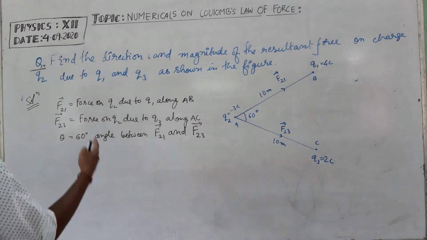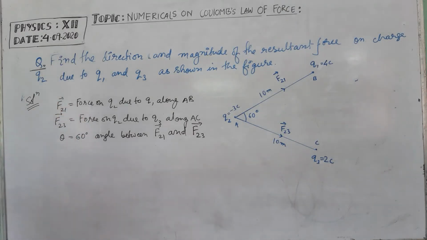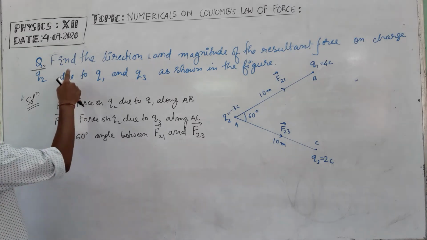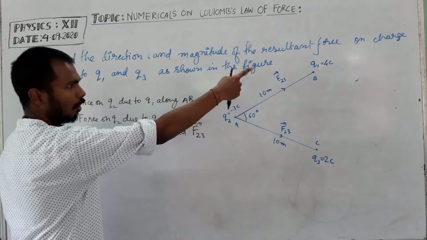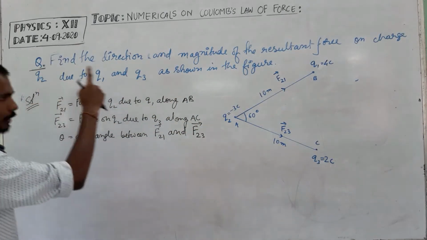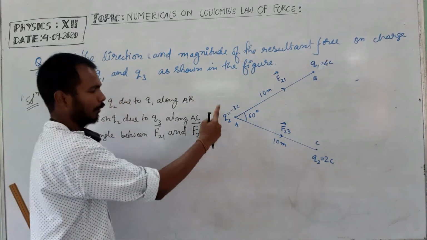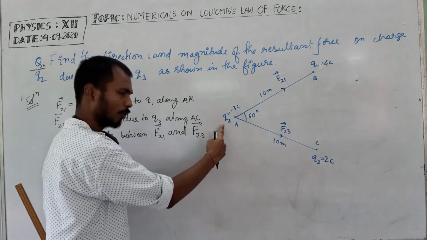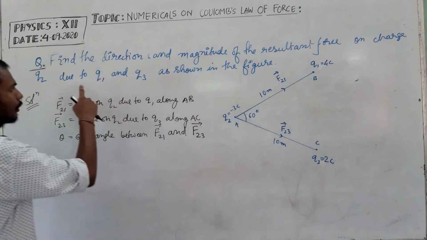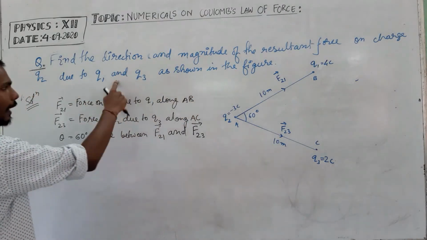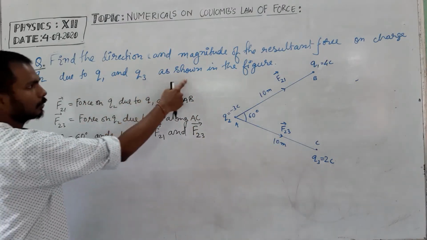Class, this is our second question on Coulomb's law of force. The question is, find the direction and magnitude of the resultant force on charge Q2. Where is Q2? We are required to find the resultant force and the direction of that resultant force on Q2. Q1, Q2 and Q3 are as shown in the figure.